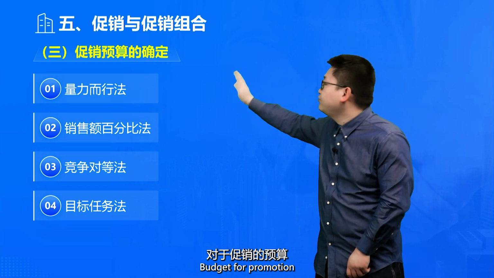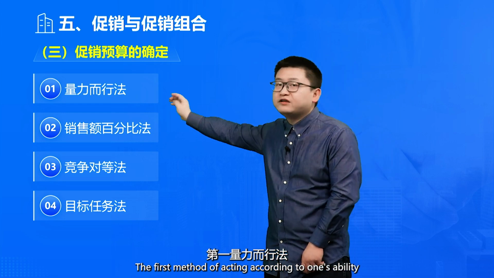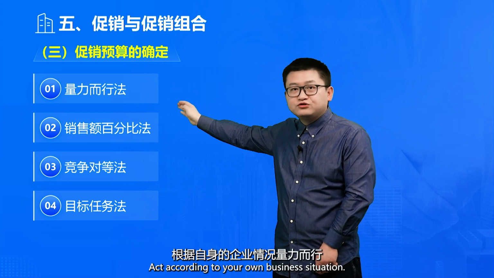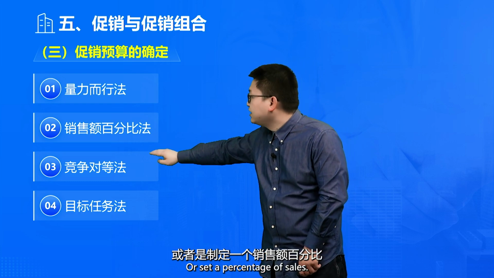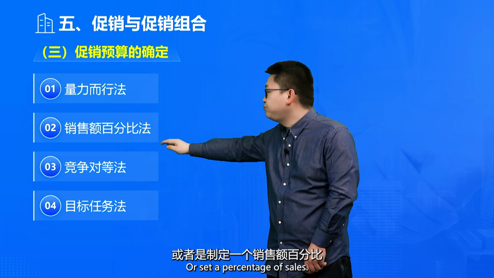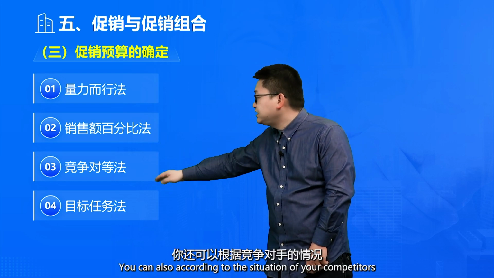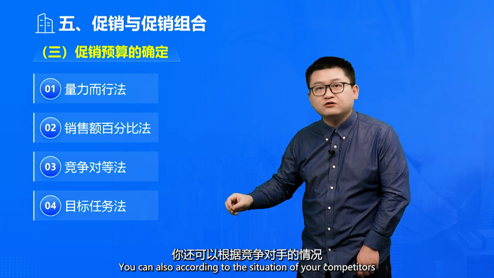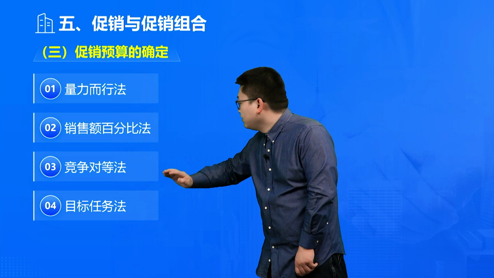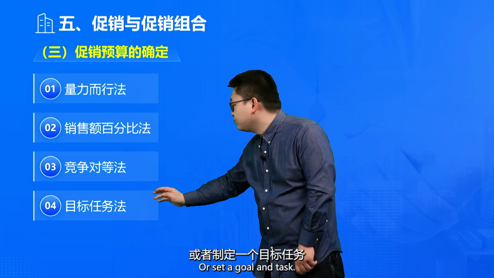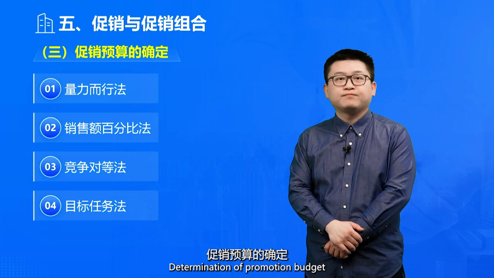As for the budget for promotion, we also have some methods like this. The first method is acting according to one's ability, that is, according to your own business situation. Or set a percentage of sales to promote sales. You can also follow the situation of your competitors, going peer to peer, to make a budget for the promotion. Or set a goal and task, and use the target task method to determine the promotion budget.